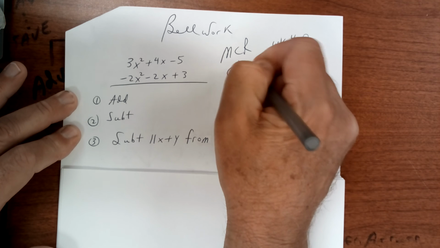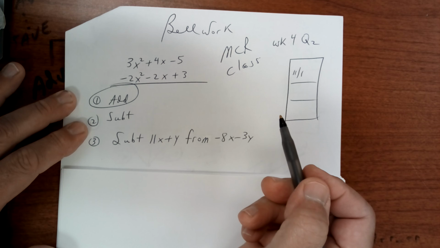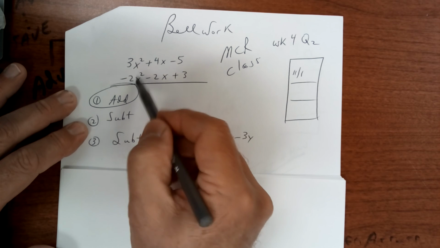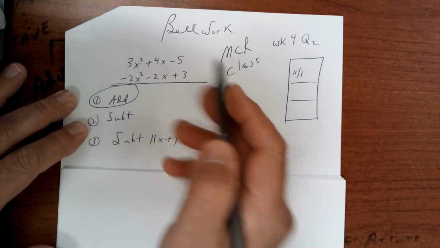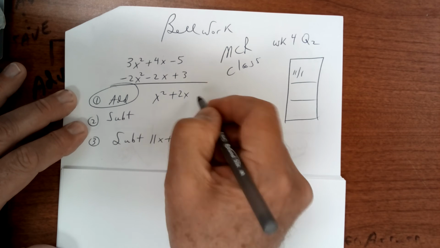All right, so MCR class says add and then subtract. Well, when you add these up, they're lined up, that gives you x squared. When you add these up, you get 2x. When you add that up, you get a negative 2, and you're done.